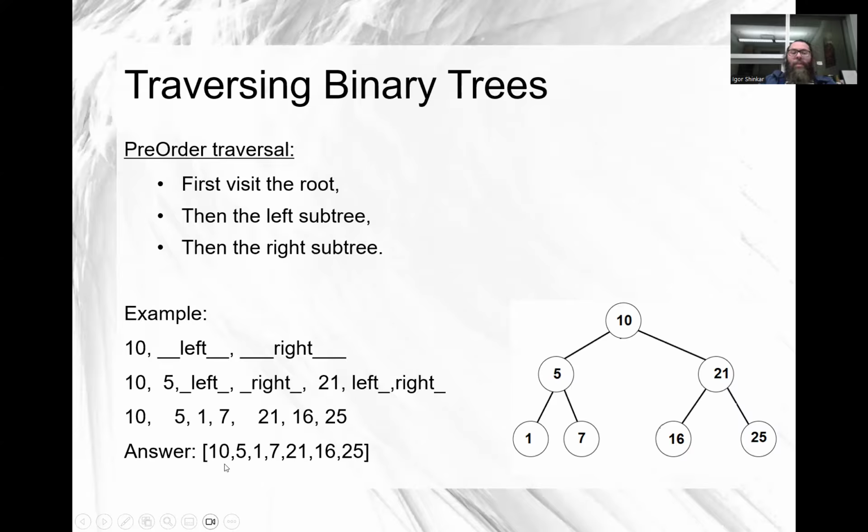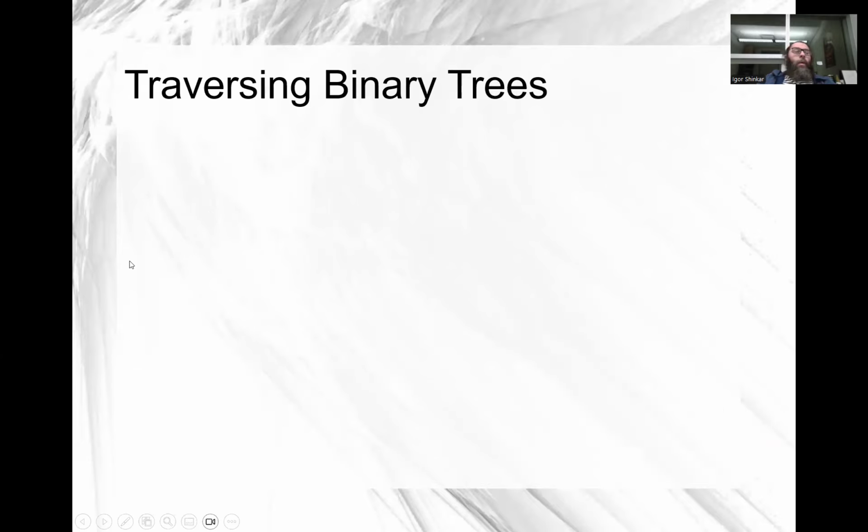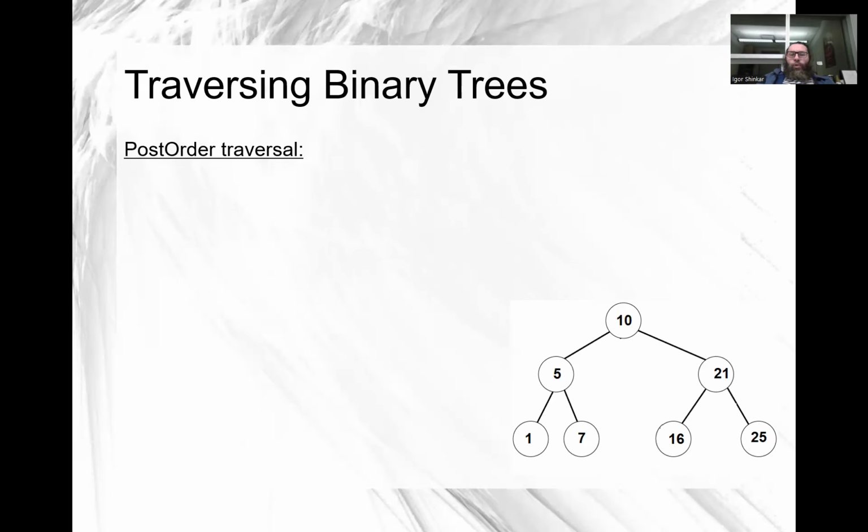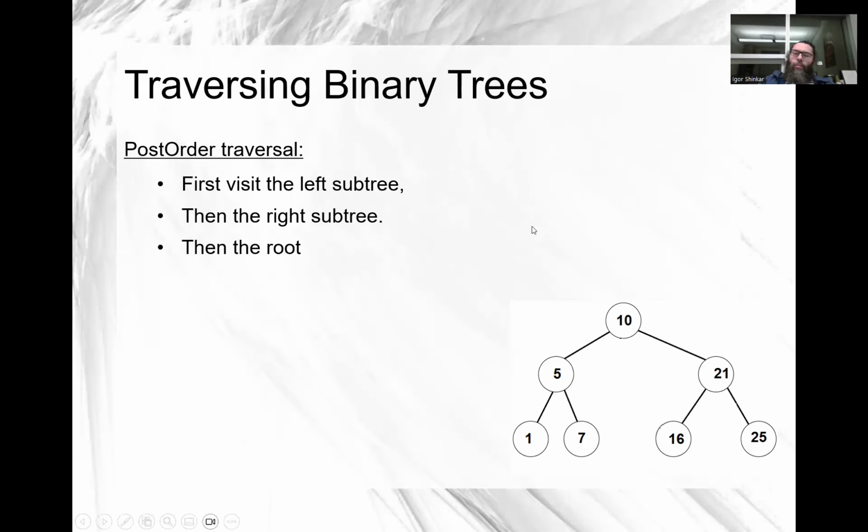Notice, I would like to emphasize, there's no separation here showing which is the root, where is the left subtree, and where is the right. It's just a sequence of all vertices in some order. This order is called pre-order. And similarly, we have post-order traversal, and it goes as follows. Post-order means the root will come last. First we visit the left subtree, then the right subtree, then the root.